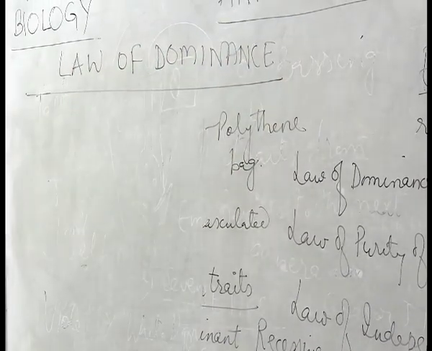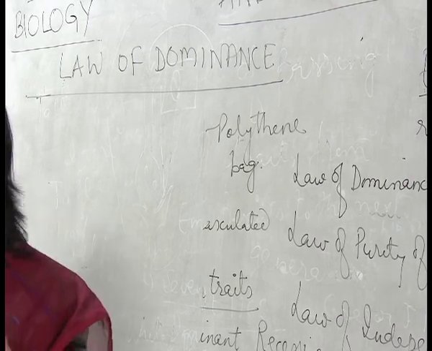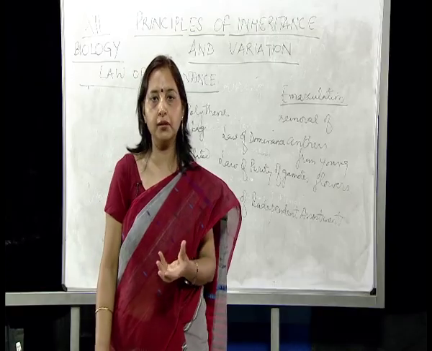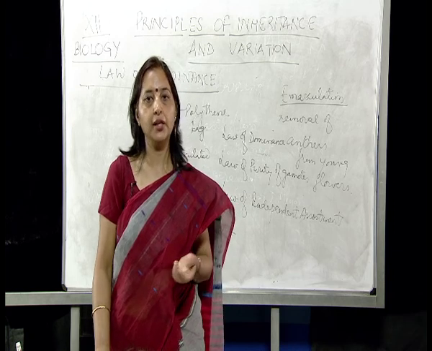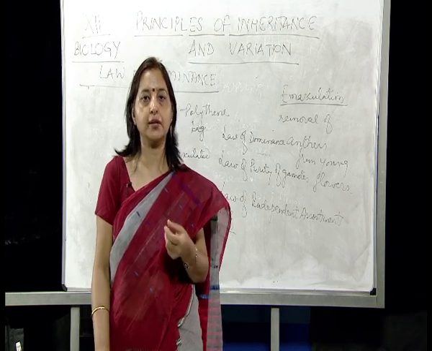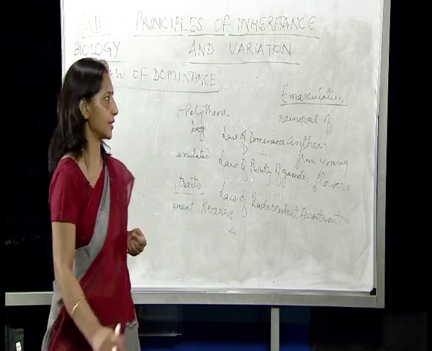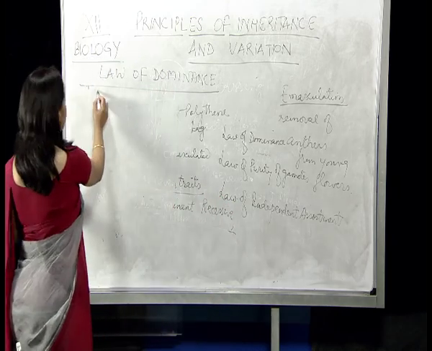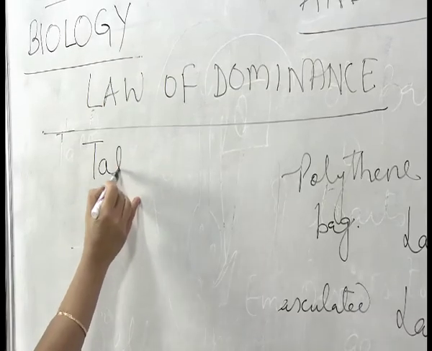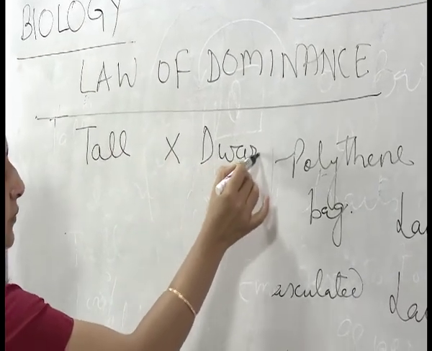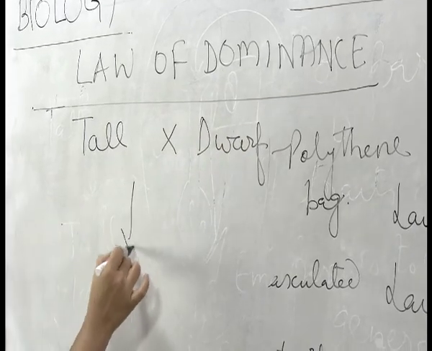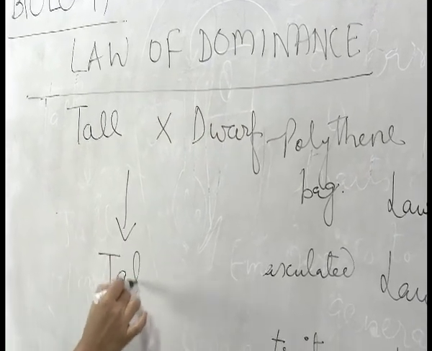As I just discussed, out of seven traits, one of the forms appeared in the first generation. The second form did not appear in the first generation, and that is called recessive. So we'll take the example, again, of a tall pea plant crossed with a dwarf pea plant. And in the first generation, all the plants were tall.